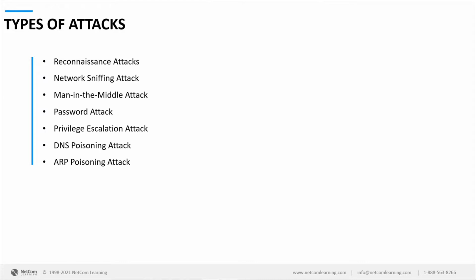Privilege escalation simply means you want to go to the head of the class. Okay? You want to get as much privilege, as much rights to the system as you can.